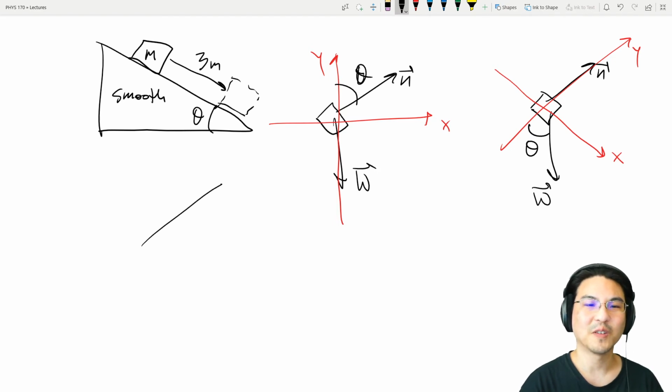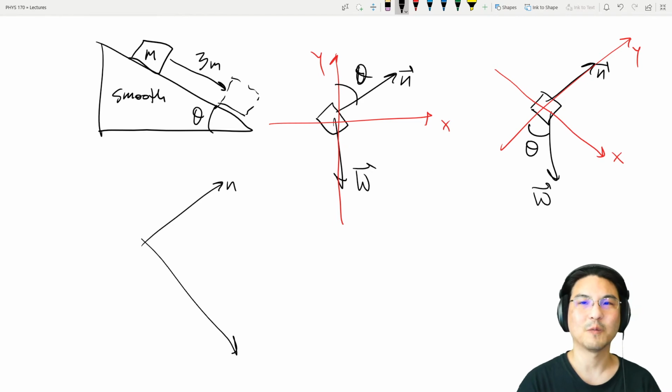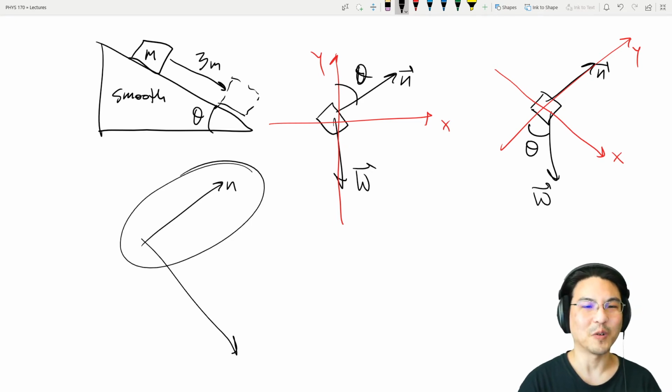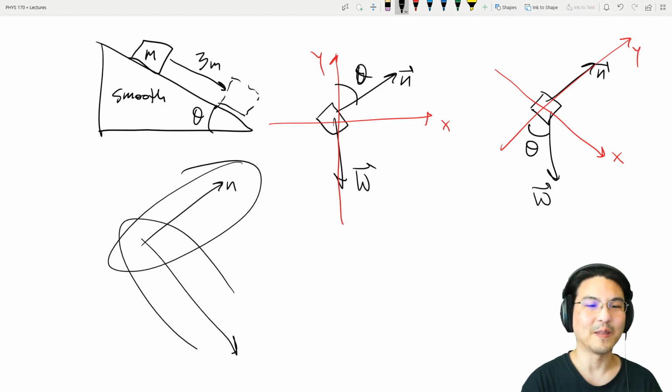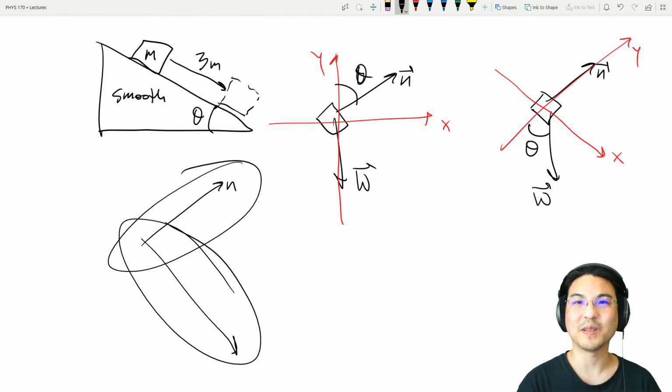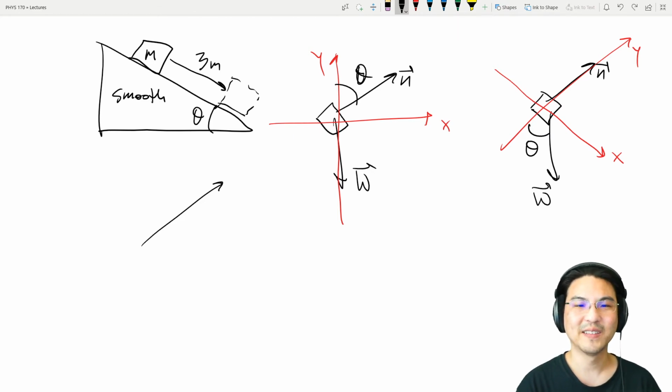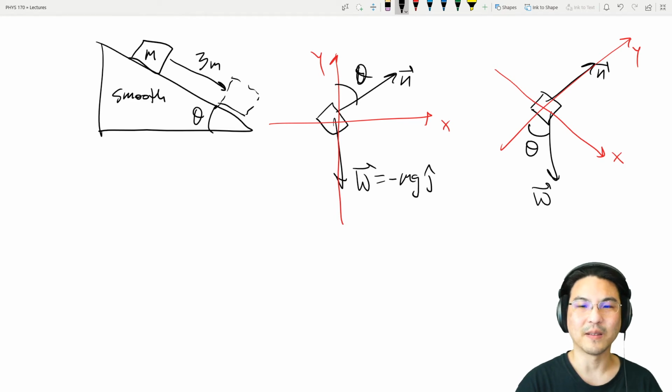If the normal force is this way, and the displacement is this way, what's the work by this normal force? 0, right? Because this force dot this displacement, they're perpendicular, so the dot product is going to be 0. The normal force is not doing any work at all. Okay, what about the weight? According to this coordinate system, it would be in the negative y direction, so negative, like this.